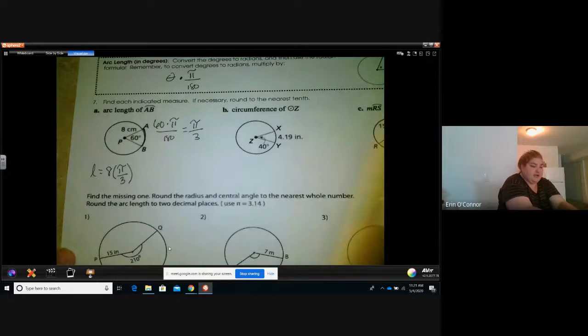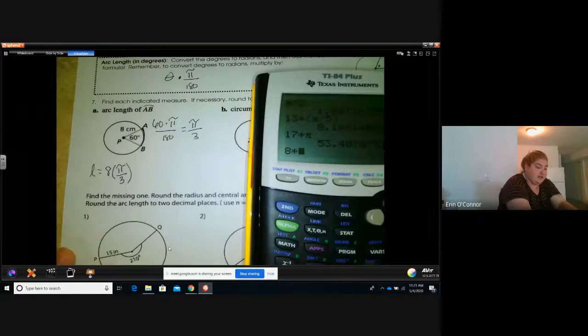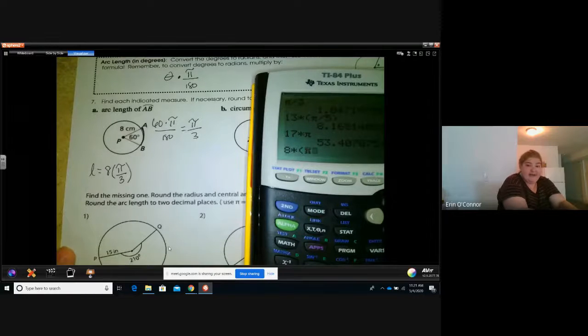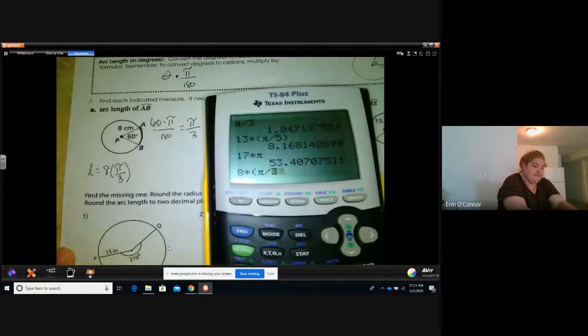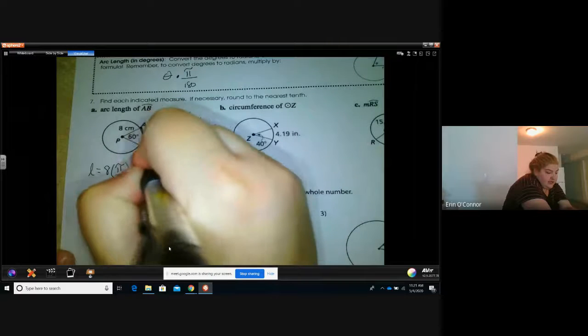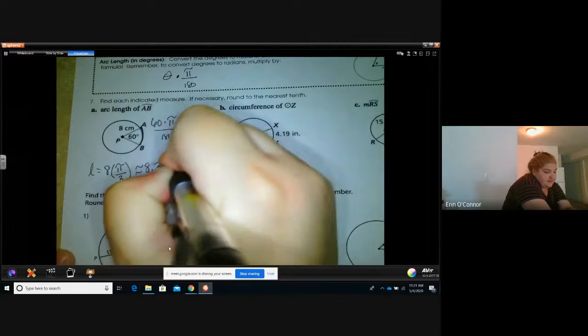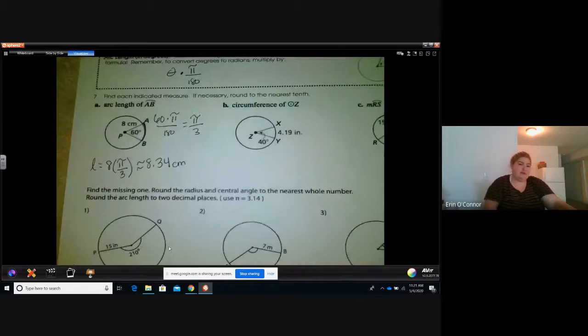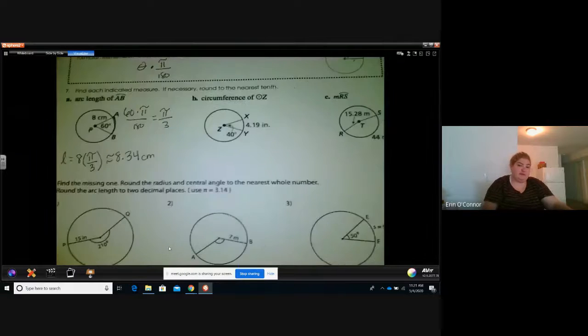We put that into our calculators. 8 times pi divided by 3. And we get 8.34. And here it's centimeters. 8.34 centimeters.